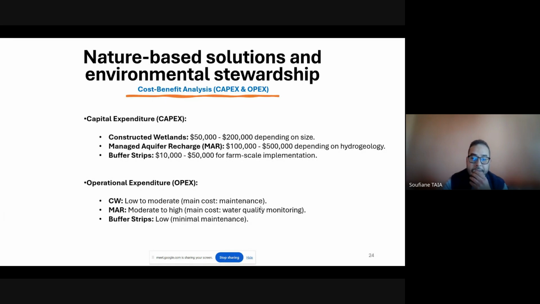So we also considered the economic aspect of those nature-based solutions by incorporating the capital cost, the CAPEX, and also the operational cost, OPEX, to ensure long-term feasibility. In general, buffer strips are most cost-effective, while the managed aquifer recharge is the highest cost, but it can provide long-term water security. Choosing the solution also depends on available resources, environmental needs, and also the long-term benefits.